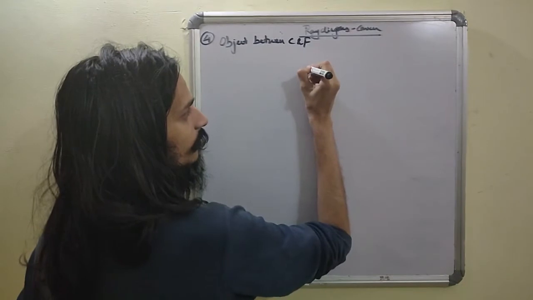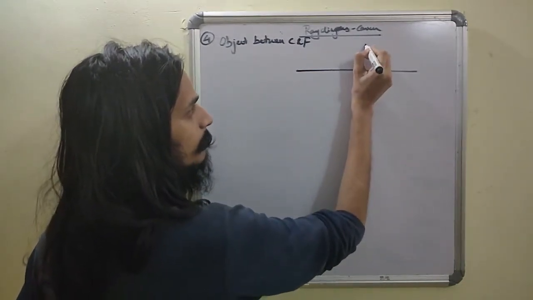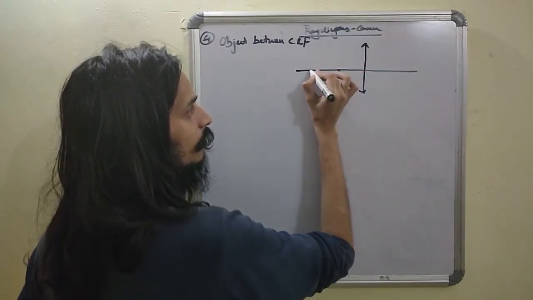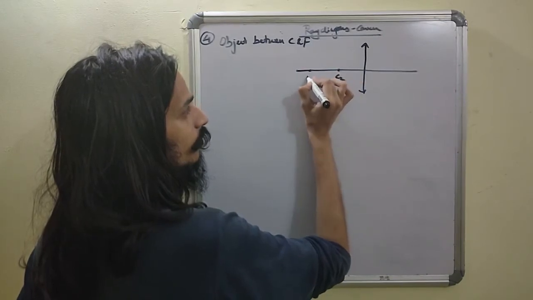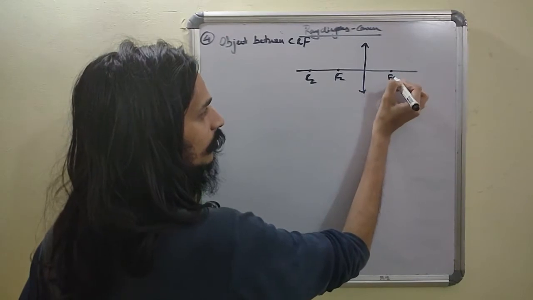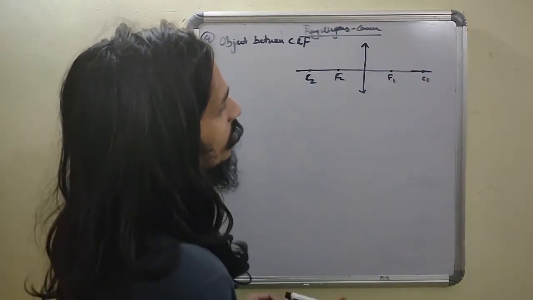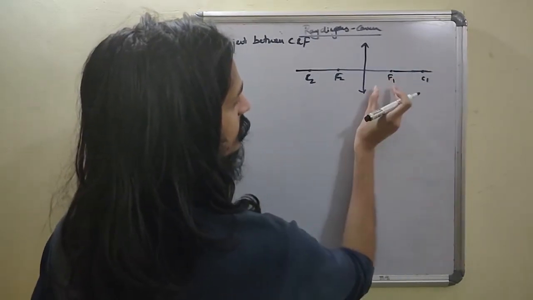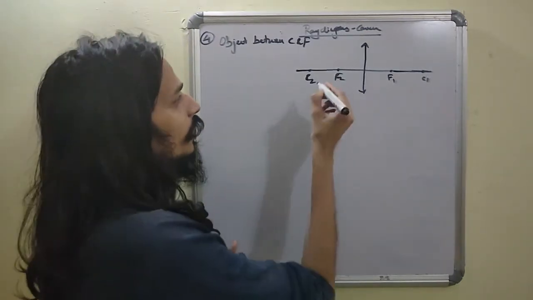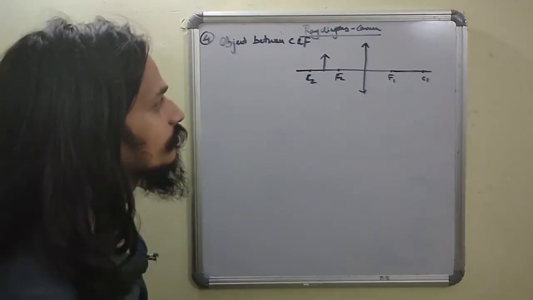So there goes the diagram. F2, C2, F1, and I'll repeat it again. Make sure distancing is equal. Otherwise, your diagram won't be accurate. Like I said, object between C and F means it should stand about here, right?